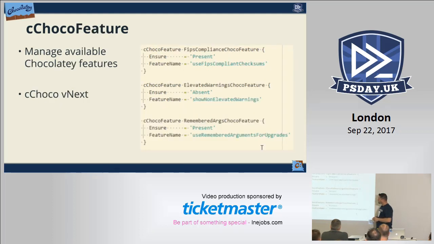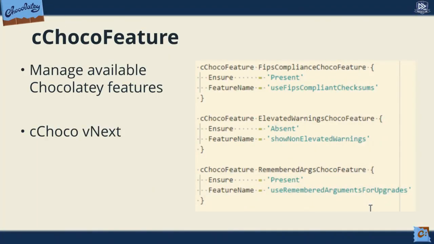Choco feature, this is coming in Choco V next, so the code's in, we just haven't released it yet. This will allow us to do something like set FIPS compliant checksums. That's honestly the very first thing you want to set right after you install Chocolatey, because everything else depends on that. And one of the neat new features is being able to, when I install something and then upgrade it, have it use the same arguments. DSC not necessarily most important, but on the command line, this use remembered arguments for upgrades is in there as well.